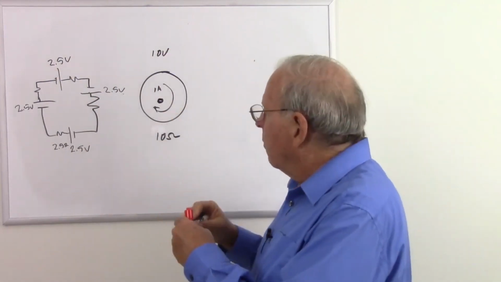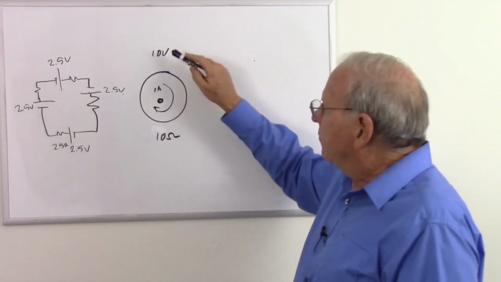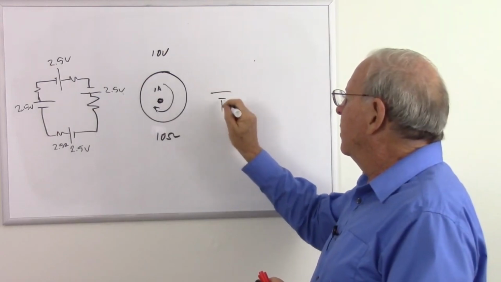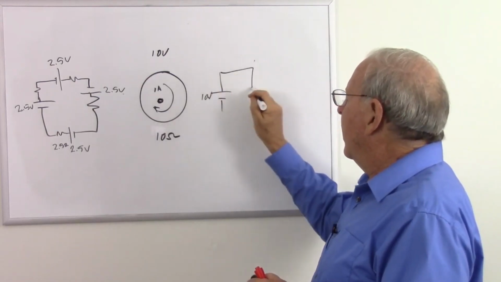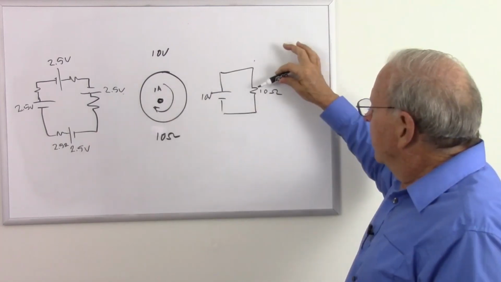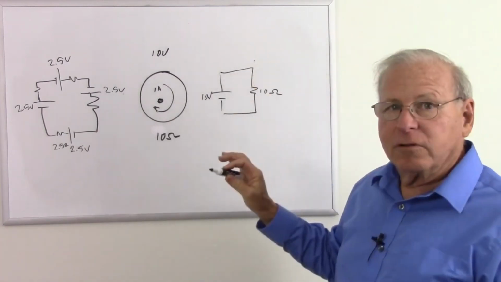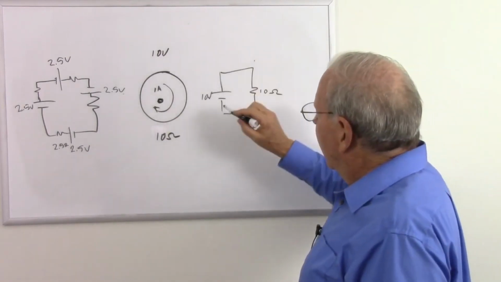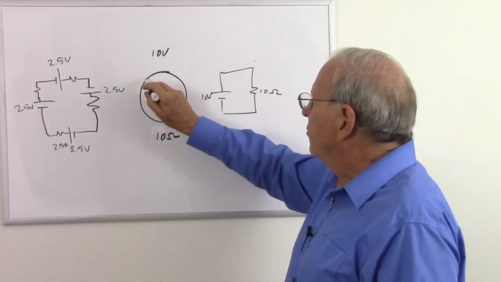So we can break it up any way we want to, but the bottom line is we have 10 volts and 10 ohms. We can analyze that as simply 10 volts and 10 ohms. What's the key? The resistance goes in series with the voltage. Georg Ohm discovered that many, many years ago. And we can break it down into smaller pieces like we did before.